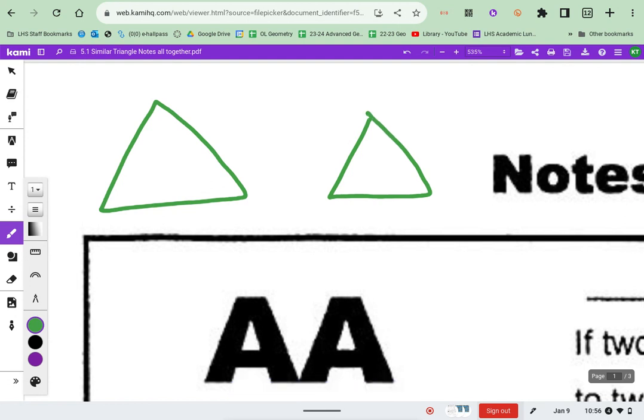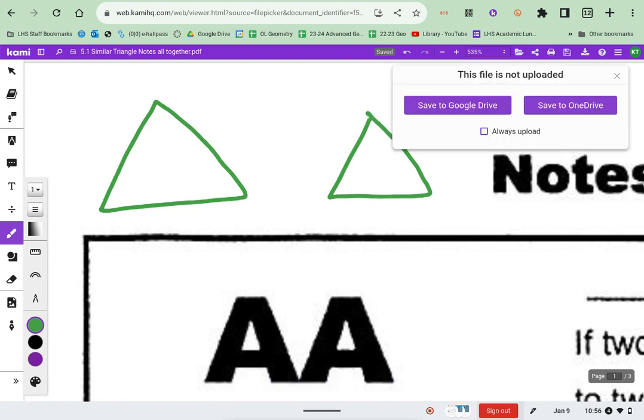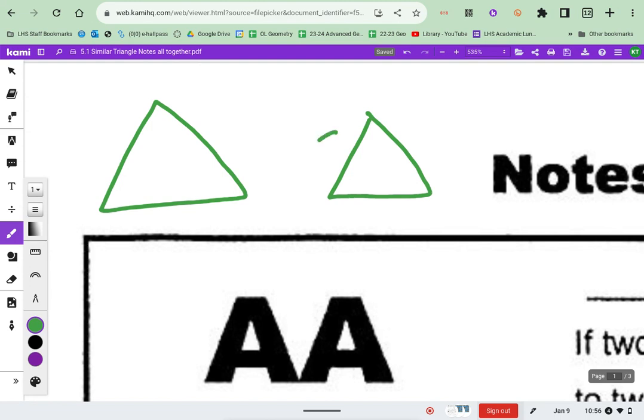Let's say that I have these triangles, and one of them is like 5, 5, and 10. And this one's like 10, 10, and 20. These two triangles are proportional because if I put like the small side over small side, big side over big side, what fraction will it reduce to? 2.